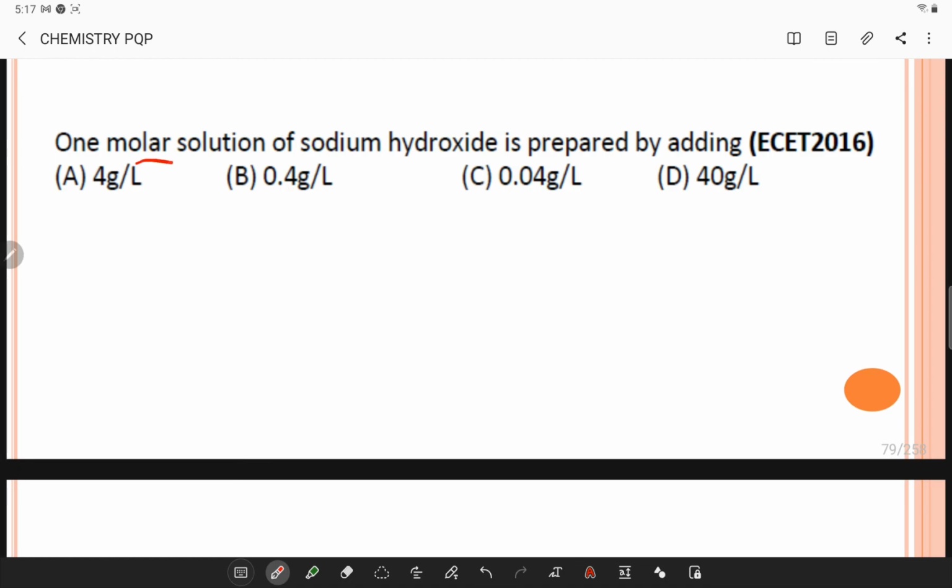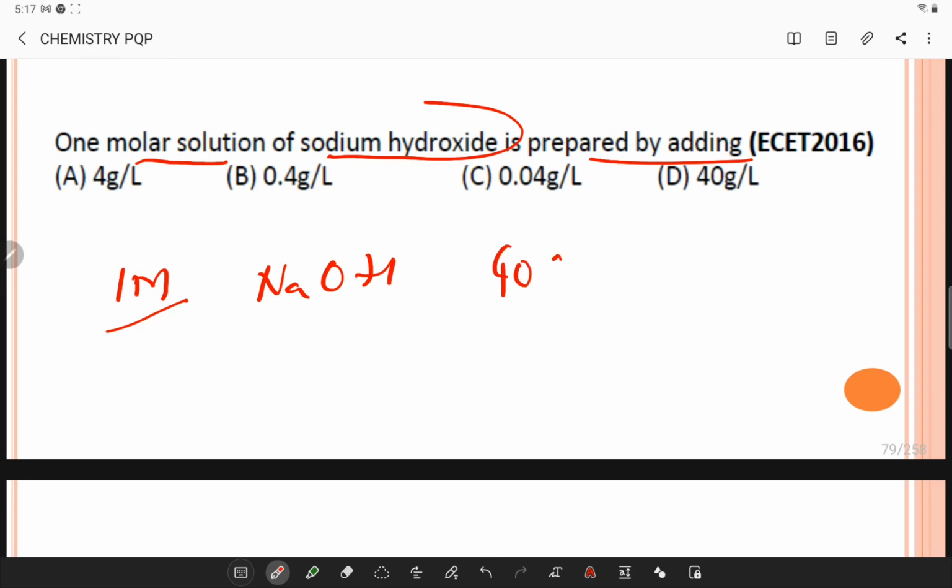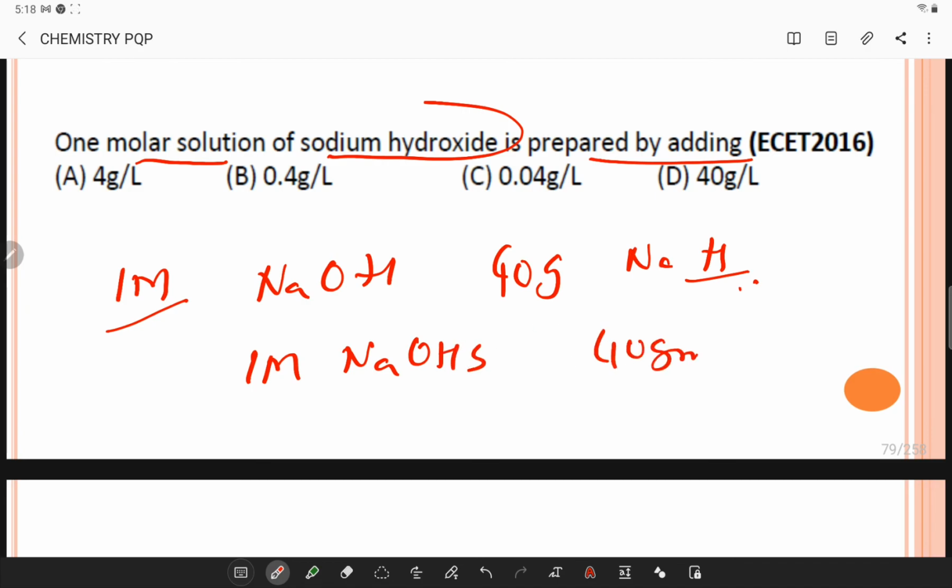So 1 molar solution of sodium hydroxide is prepared by adding, so 1 mole of sodium hydroxide will be having 40 grams of sodium hydroxide. So we can say if you want to prepare 1 molar sodium hydroxide solution, we need 40 gram of sodium hydroxide dissolved in 1 liter of water, so that we get 1 molar NaOH. So this is your answer.